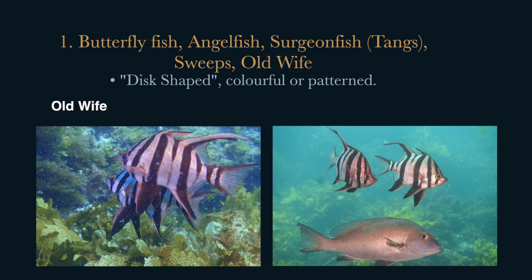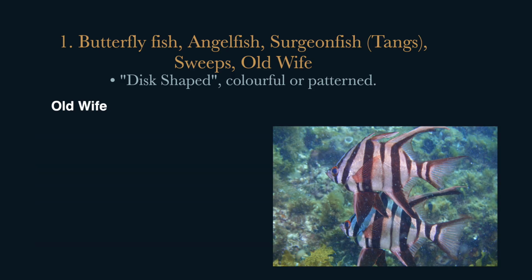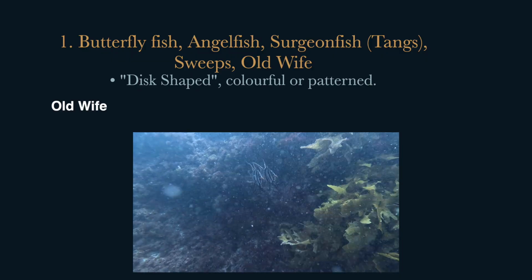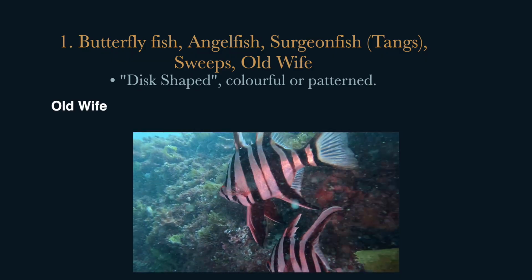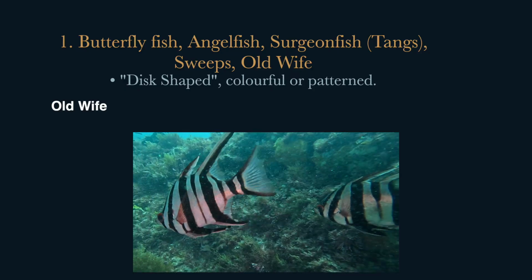Old wives were classed with butterfly fish but have been given their own classification now in science. They look like Amazon freshwater angelfish you might have seen in aquarium shops. They form mated pairs and are territorial. They have venomous spines like lionfish but are very placid.